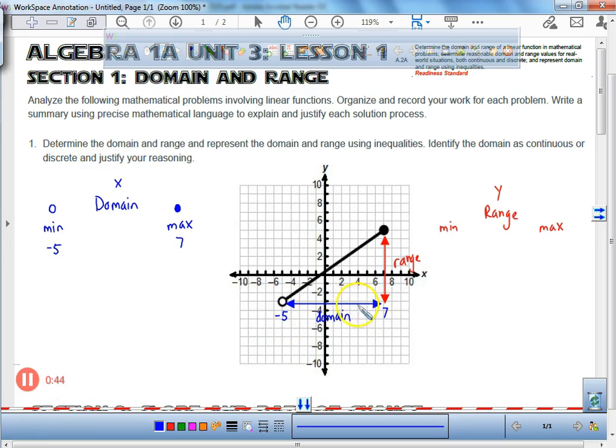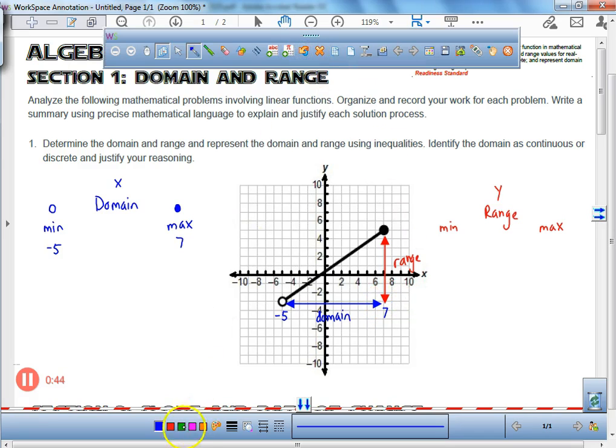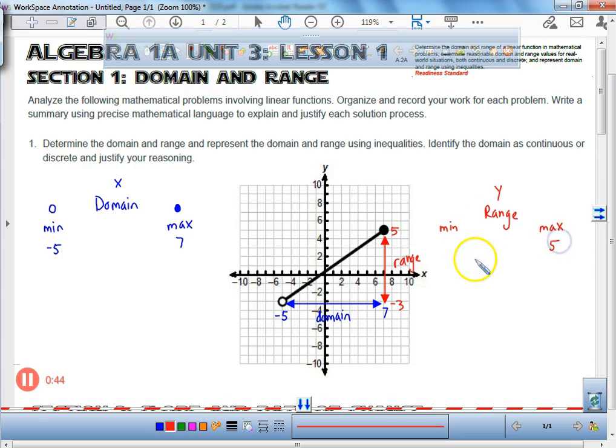So let's take a look at our range. It looks like our range gets all the way down to a -3, right there. It gets all the way up to 5. So it gets all the way up to a 5, and it gets all the way down to a -3. Now you'll notice up here this is closed. All right, this is open. Now that's going to really impact how we write our inequalities, okay?